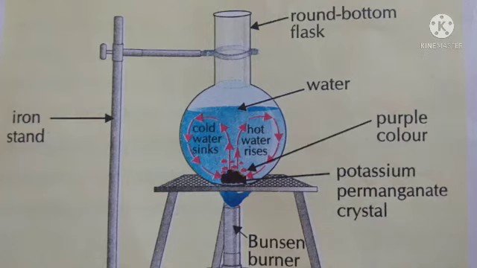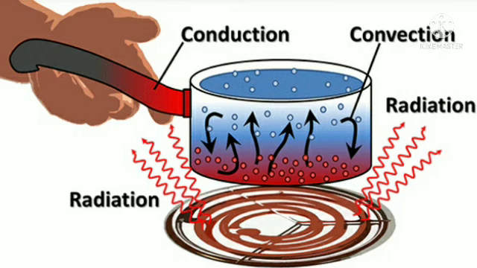When we discuss conduction, we learn that conduction is only present in solids. In liquids and gases, convection can occur. In liquids and gases, heat is transferred by convection. Why? Because their molecules are free to move. In solids, molecules are not free to move. The molecules of solids are closely packed, so movement is not possible. That's why convection does not take place in solids.